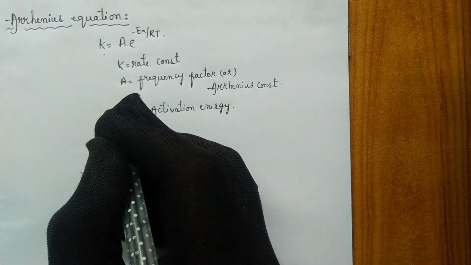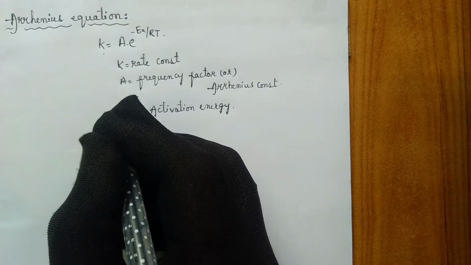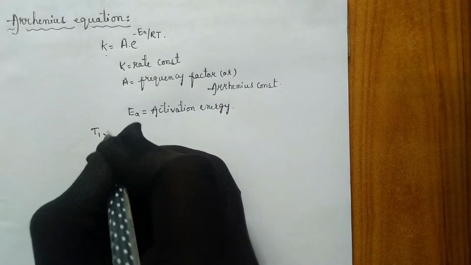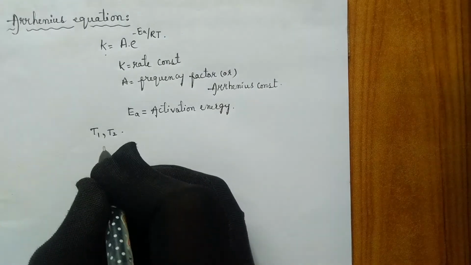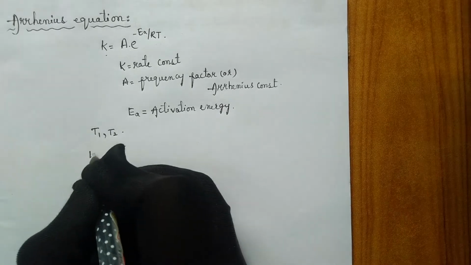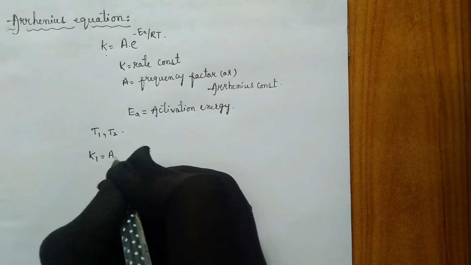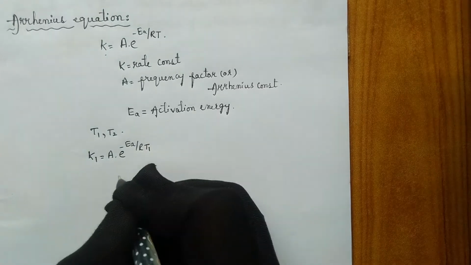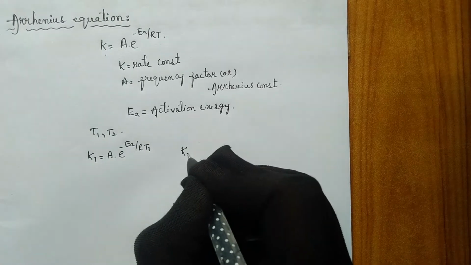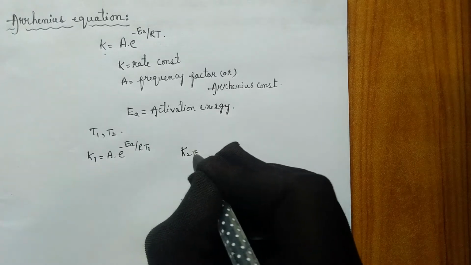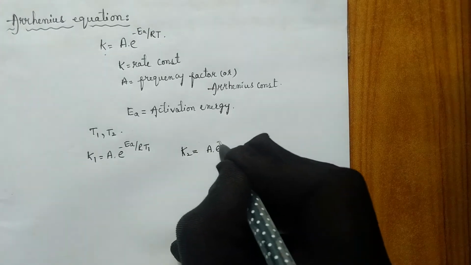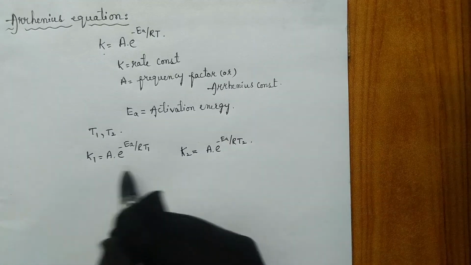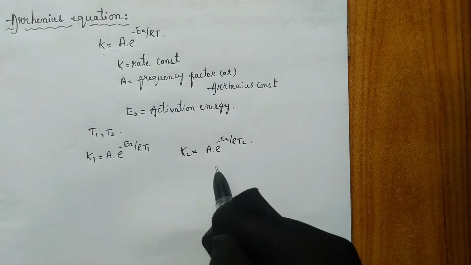Now let's derive the logarithm form of the Arrhenius equation. Let's take two temperatures T1 and T2. Now take the equation for T1, meaning K1 is equal to A into e power minus Ea by R T1, and K2 is equal to A into e power minus Ea by R T2. This is for temperature T1 and this is for temperature T2.